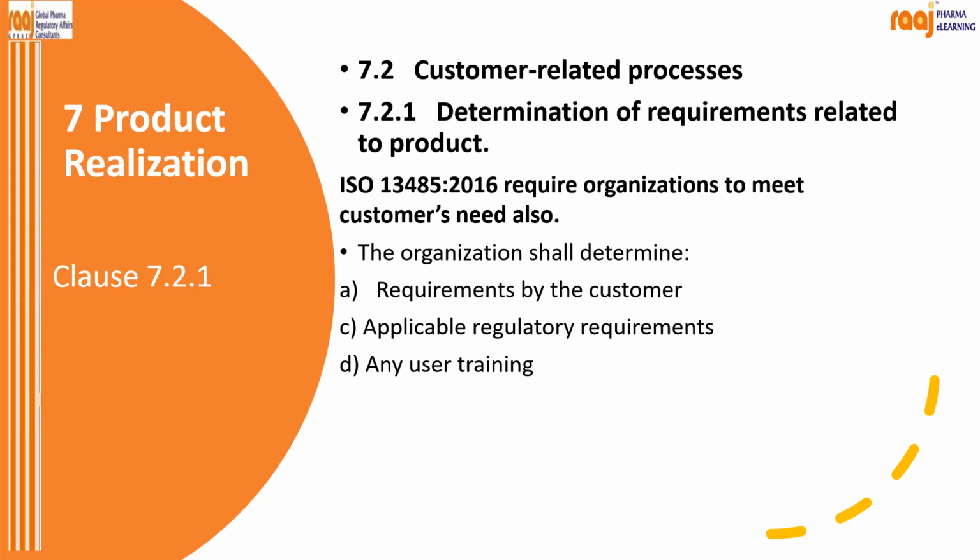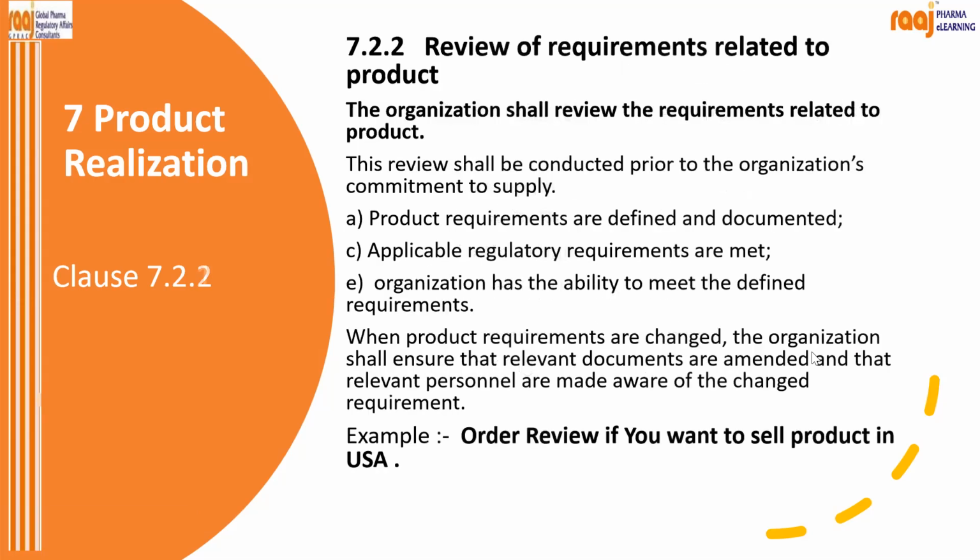So the organization shall determine the requirements specified by the customer first of all. You have to define the customer related processes in your system, because we have to identify the customer need also. At the end of the day, we are selling our product to customers. So what type of training is required by the customer, that you have to identify. What our regulatory standard says, what our user manual says. As per that, you can specify customer related things in your system.